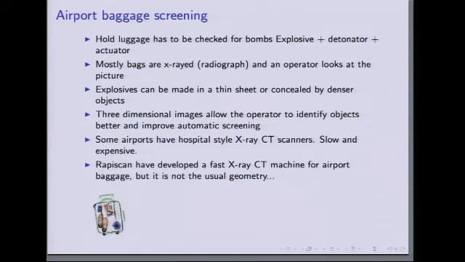So hold luggage has to be checked for bombs. You don't really mind knives, guns, stuff like that. They're leaving the country anyway. But you're looking for explosives and a detonator and an actuator. You're looking for bombs. This is the hold luggage. The cabin luggage, of course, you have to detect lots of other things.